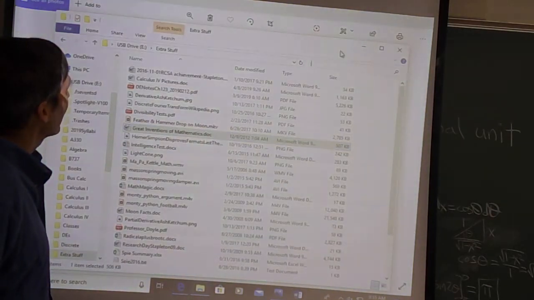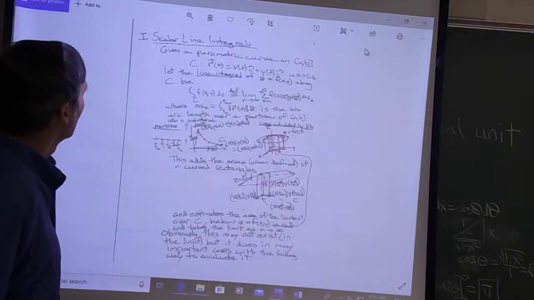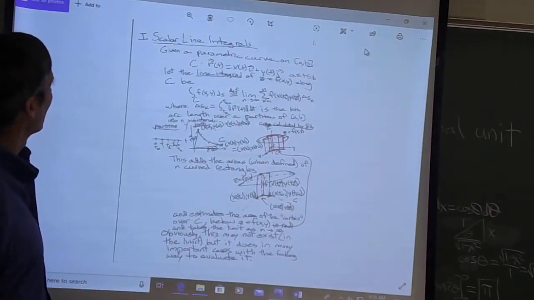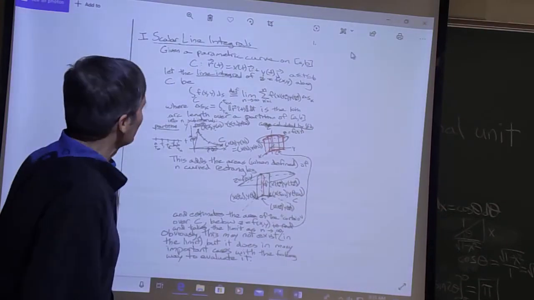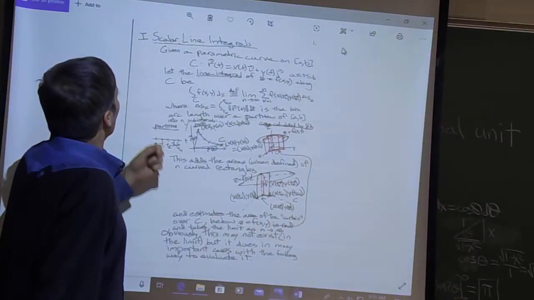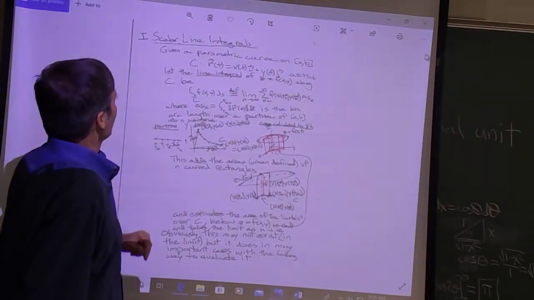The main topic, however, is line integrals. This is so you don't get too bored with the rest of the lecture. I put that up there. How about scalar line integrals?